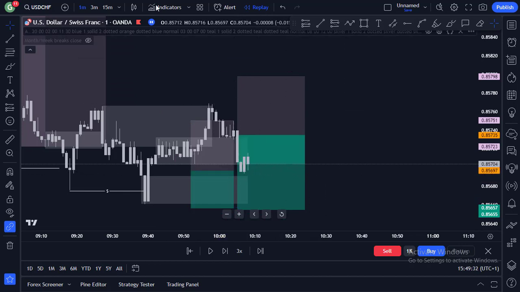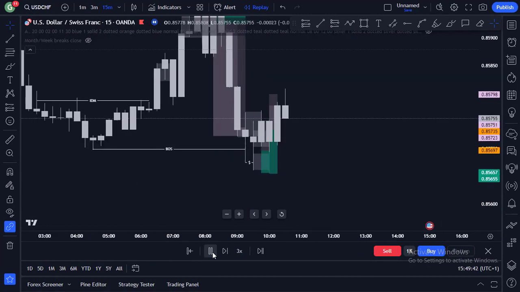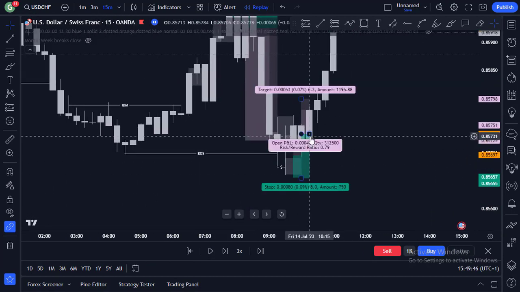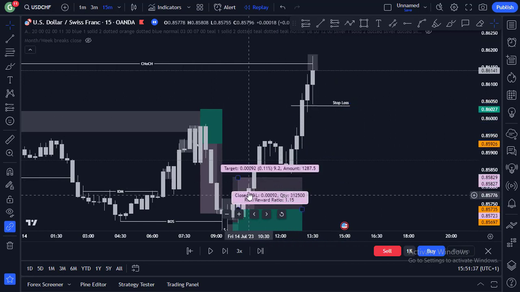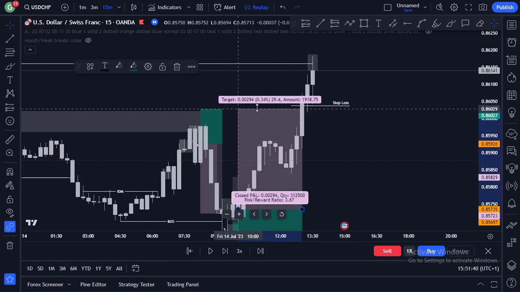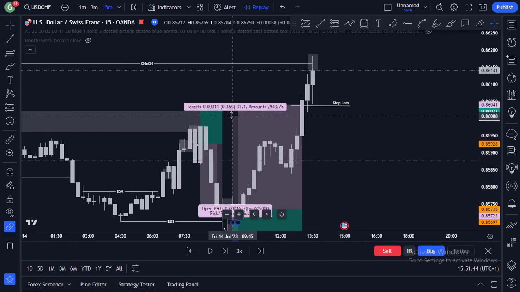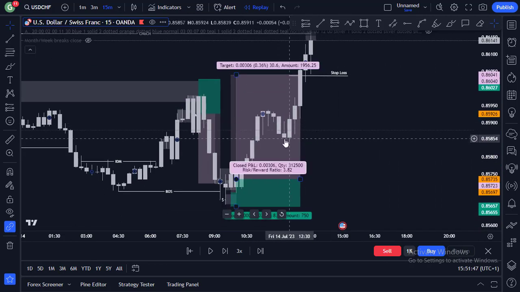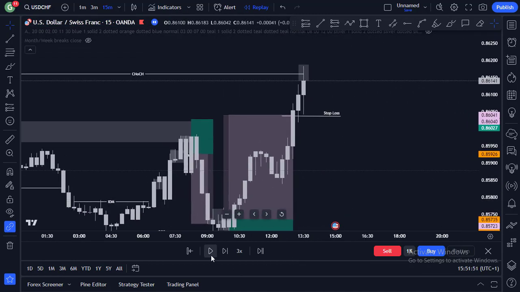So let's go to the 15 minutes now and try to manage our trade. If I play this, you can see this trade is moving pretty fine. So at this point, I'm going to be aggressive. My stop loss is going to be moved to this point right there, 3.8% on this trade, and 8.5% on that one. Let's see what price does next.